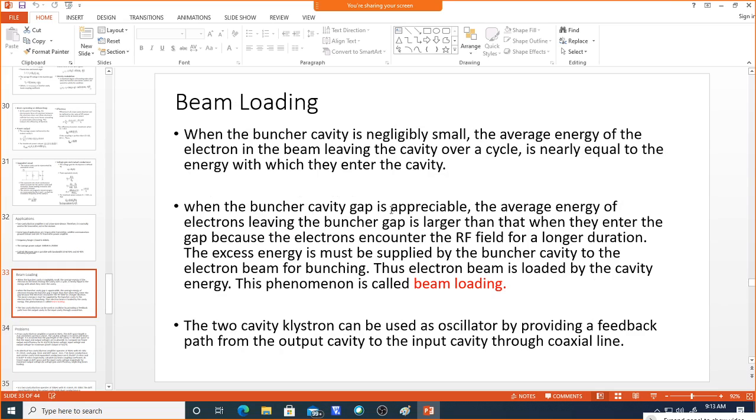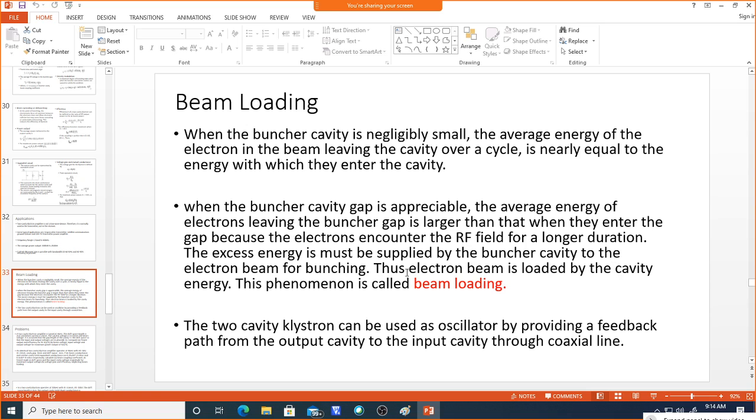So when the buncher cavity gap is appreciable, the average energy of electrons leaving the buncher gap is larger than when they enter the gap, because the electrons encounter the RF field for a longer duration. This excess energy is supplied by the buncher cavity to the electron beam for bunching. That's why the electron beam is loaded by the buncher cavity, a phenomenon called beam loading.